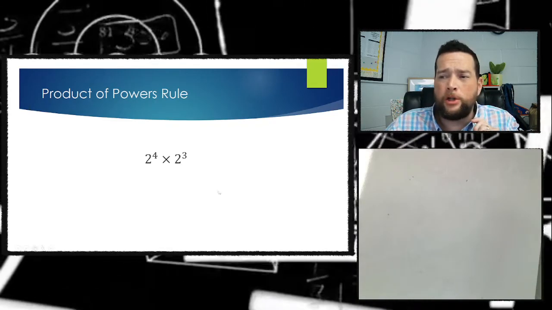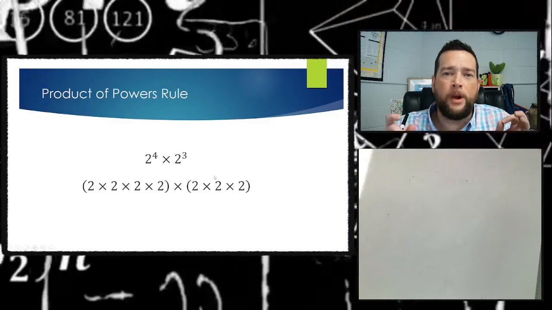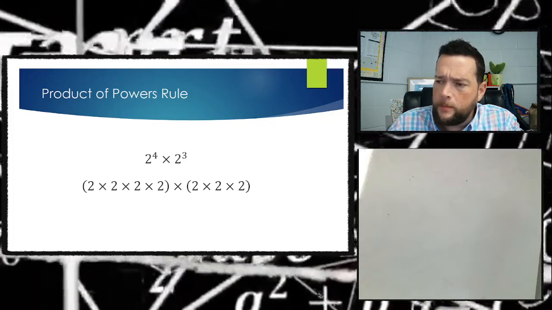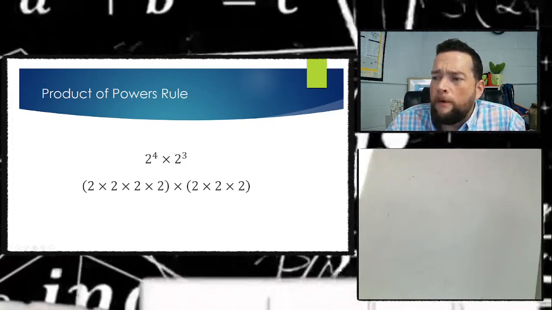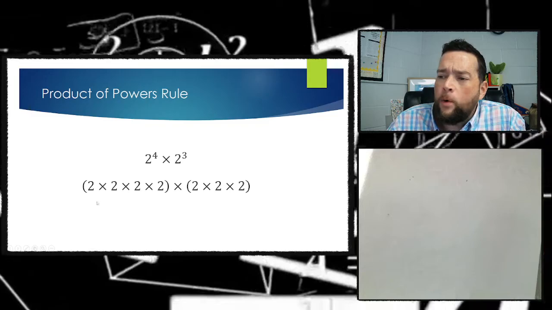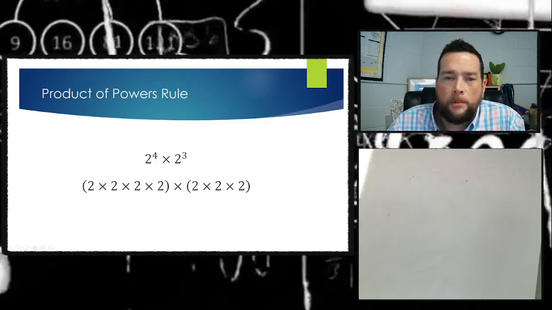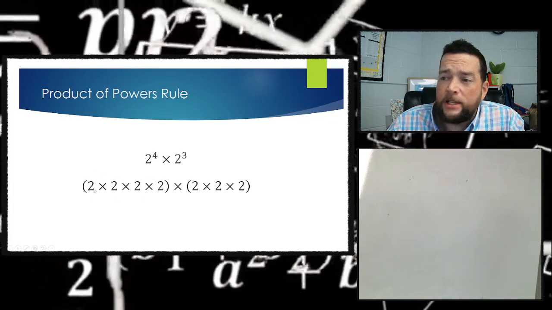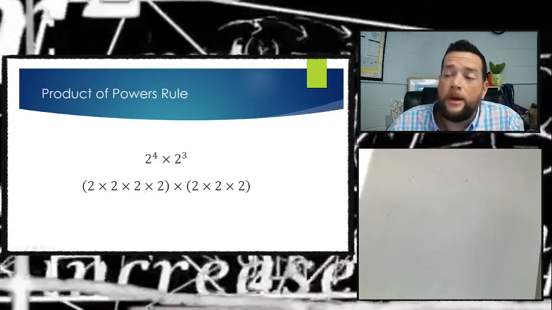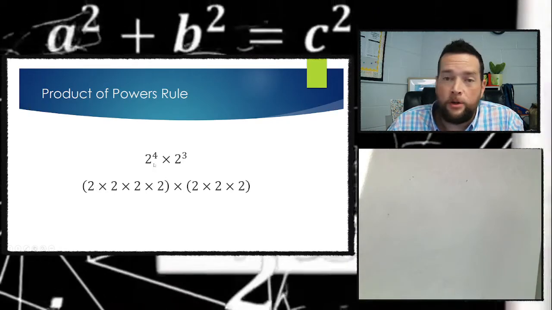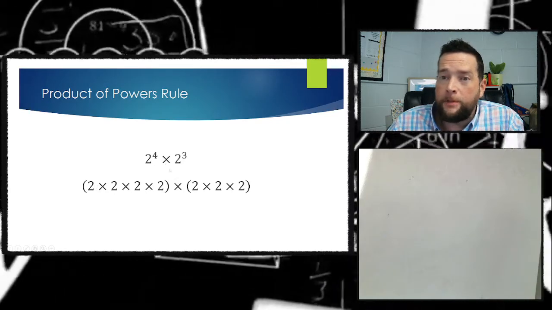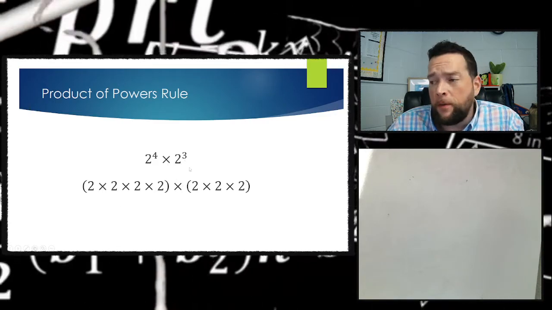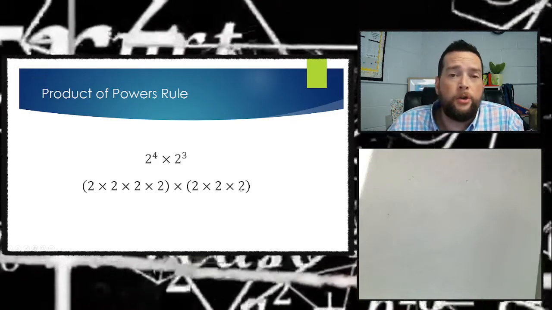The first thing you can do is write your expression in expanded form. You'll notice here that I took 2 to the power of 4 and represented it in expanded form. 2 to the power of 4 is kind of a grouping in and of itself, and so I represented it as 2 times 2 times 2 times 2. There's 4 2's right there. That's 2 to the power of 4. Then I kept the multiplication sign in between them, and then I represented 2 to the power of 3 in expanded form, 2 times 2 times 2.